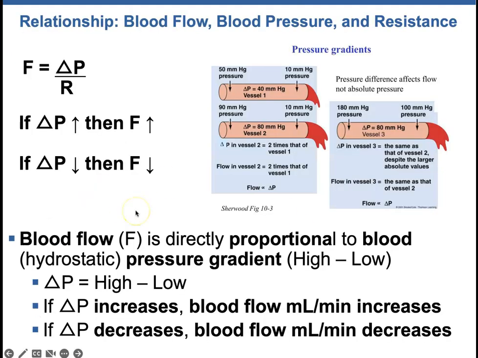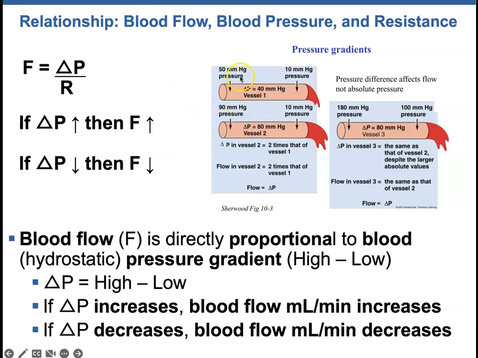So when we look at pressure, there's this equation that means flow is equal to delta P. Delta P is the difference in pressure, P1 minus P2, right? At the beginning and at the end of that vessel. And then it's divided by the resistance. So what this is telling you is that if you increase the pressure gradient, so if it gets bigger, then the flow rate is going to also increase. If it decreases, then that flow is going to decrease.